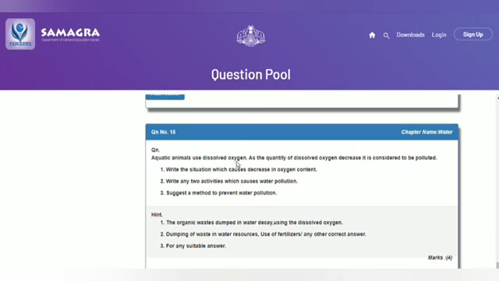Aquatic animals use dissolved oxygen. As the quantity of dissolved oxygen decreases, the water is considered to be polluted. Write the situation which causes a decrease in oxygen content. The organic waste which is dumped in water decays using the dissolved oxygen.